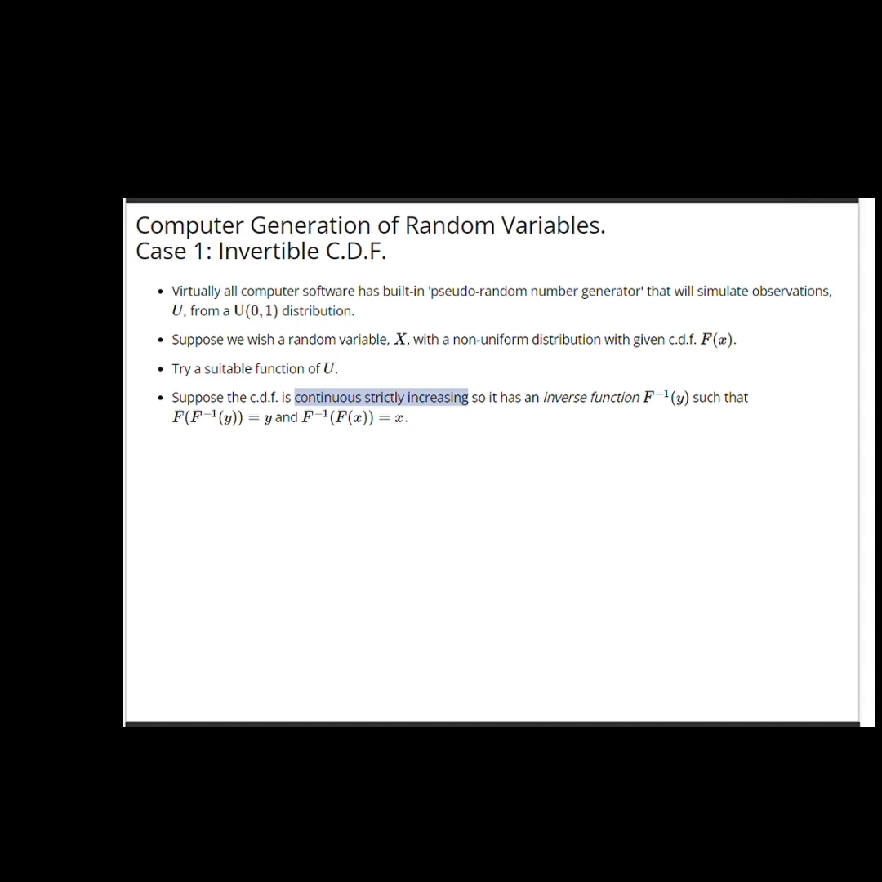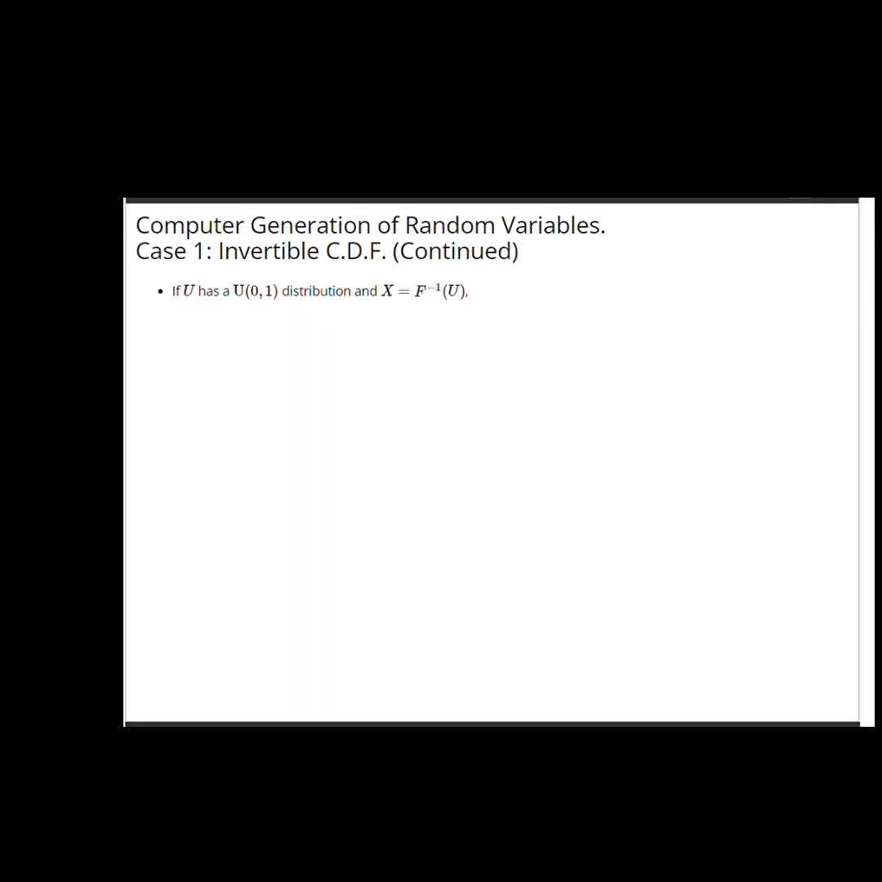You'll recall from calculus that under these circumstances, capital F of x has an inverse function, denoted F^-1 of y. An inverse function, F^-1 of y, has the properties that F of F^-1 of y is equal to y, and F^-1 of F of x is equal to x. The function I'm going to attempt to use is F^-1 of U. X is equal to F^-1 of U. And let's determine what the cumulative distribution function of that random variable X is.